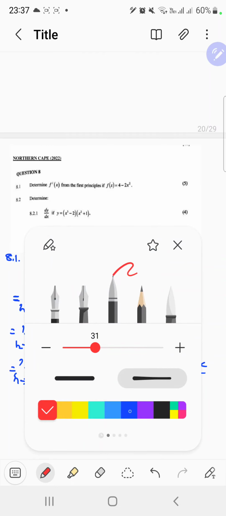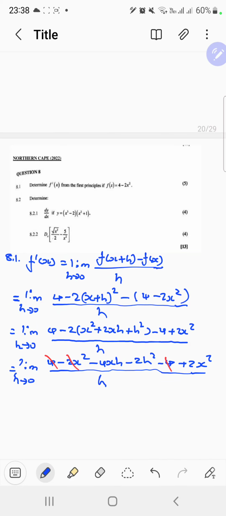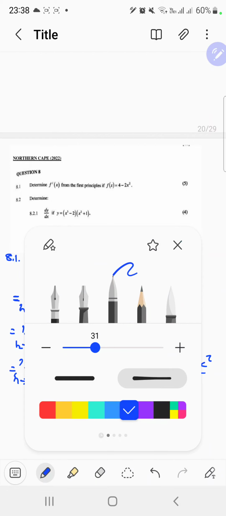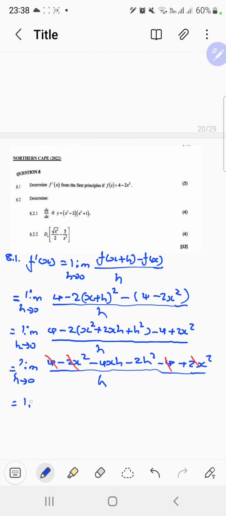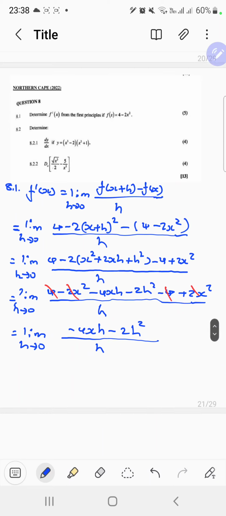Something is not correct here. Please guys, make sure everything you write is correct, okay? But you will see when things don't cancel out here, there's a lot of cancellations that need to happen. If they don't happen, then you already know you are somewhere out there in the cold. So what we're left with here is minus 4xh minus 2h squared over h, okay?